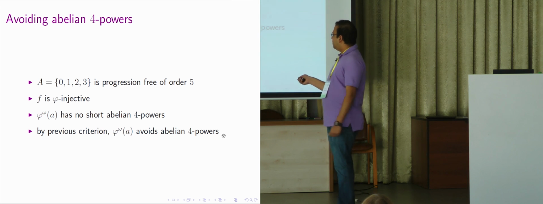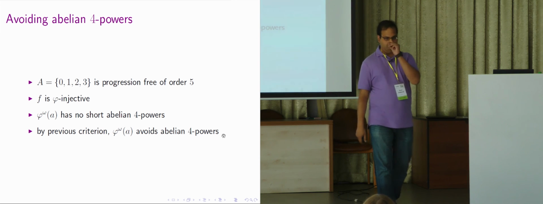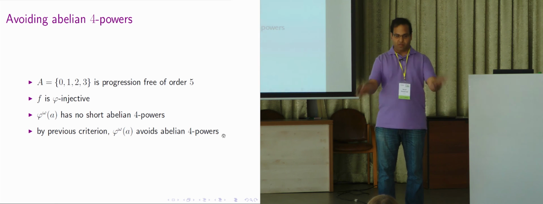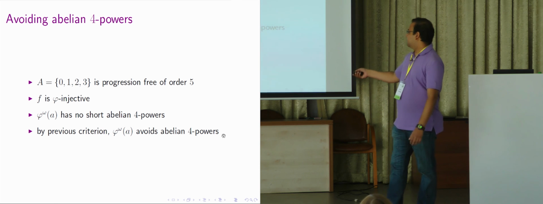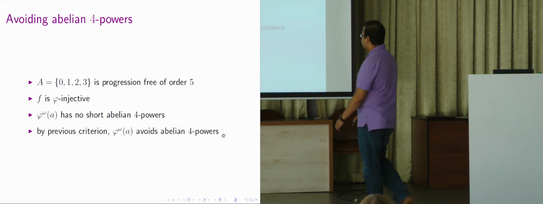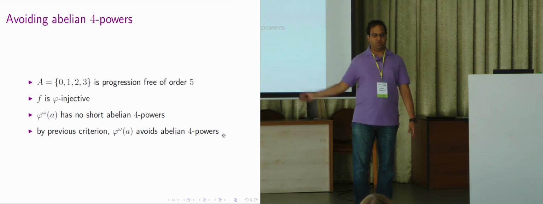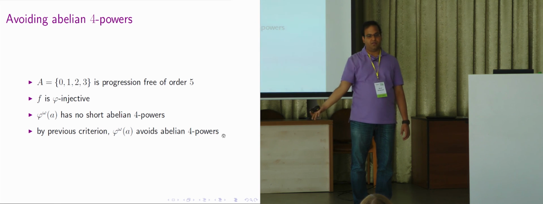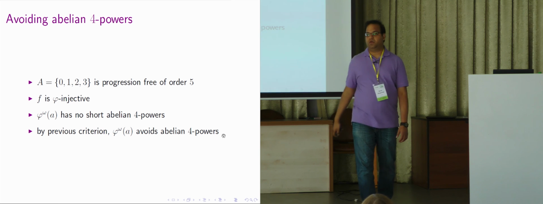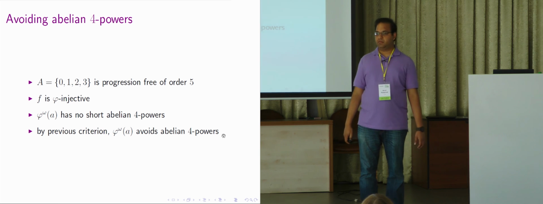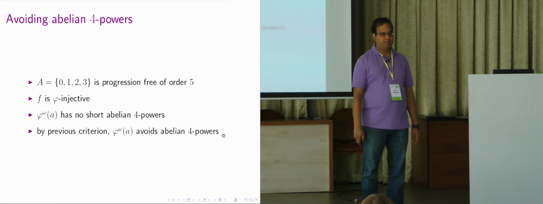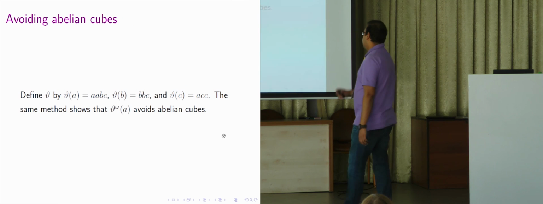I need to check that there are no very short abelian fourth powers. It's kind of the base case of the induction. And so now I check all of that. And this morphism satisfies all the criteria of the theorem. So therefore, the corresponding infinite word avoids abelian fourth powers. Right? So that's how it goes.